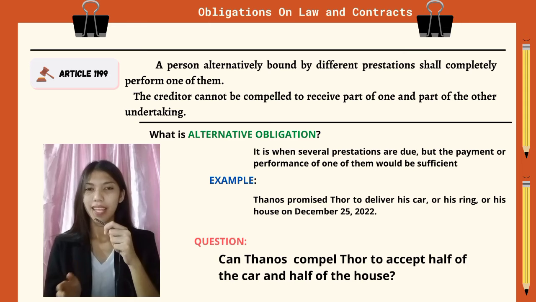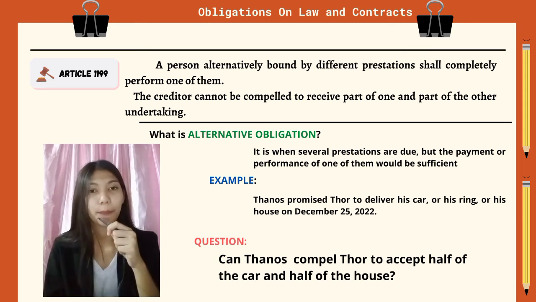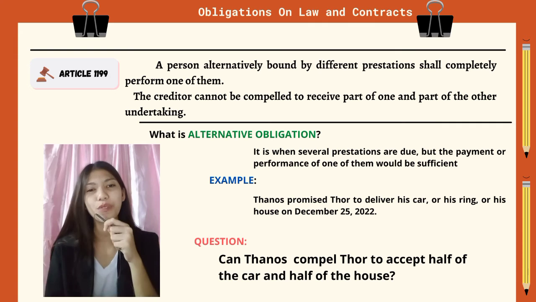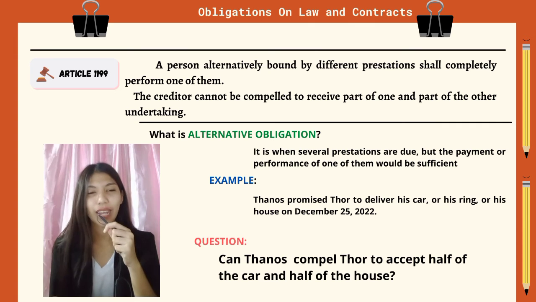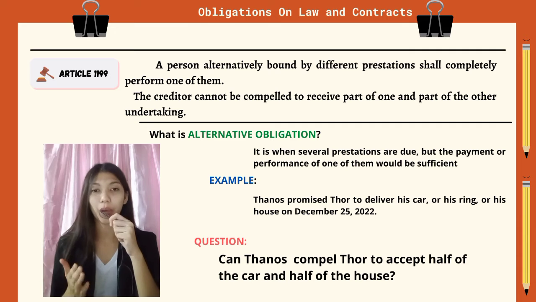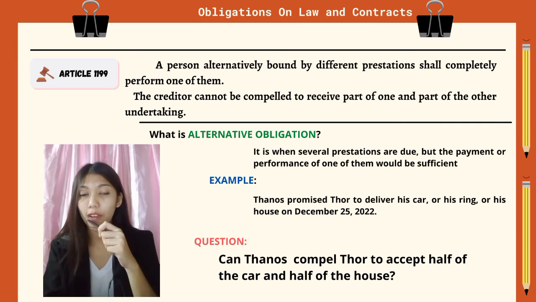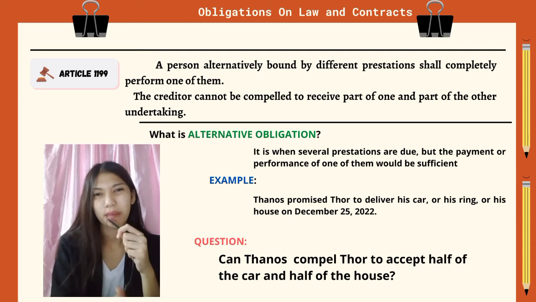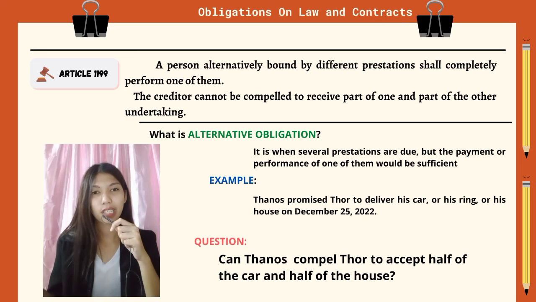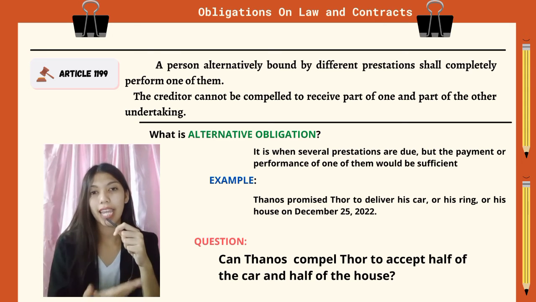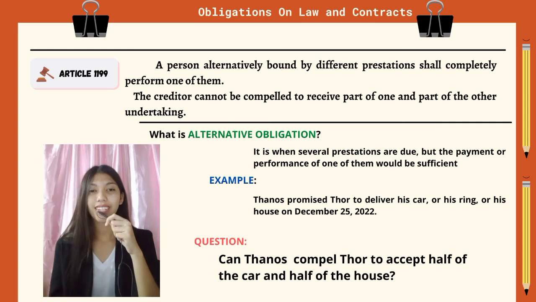So question, can Thanos compel Thor to accept half of the car and half of the house? Well, the answer is given to us by the second paragraph of Article 1199. This is what the second paragraph of this provision implies, that the creditor cannot be forced by the debtor to accept half of the house or half of the car, because it would be very impractical mao nga half lang sa house or half lang sa car ang ihatag ni Thanos kay Thor. So that is Article 1199.